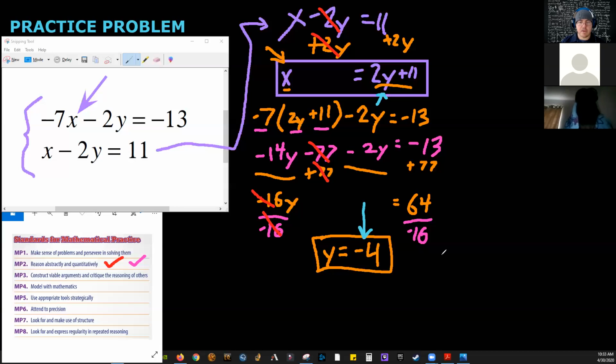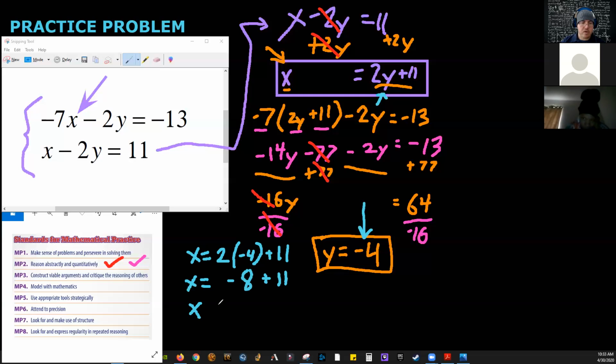So that would be something like this. X equals 2y plus 11. So it'd be 2 times y, but in this case, we know that y is equal to negative 4. X equals 2y plus 11, where y is equal to negative 4. Okay, we're good. So that means that x is going to be equal to 2 times negative 4, which is negative 8, plus 11. Therefore, our x value, negative 8 plus 11, is positive 3.